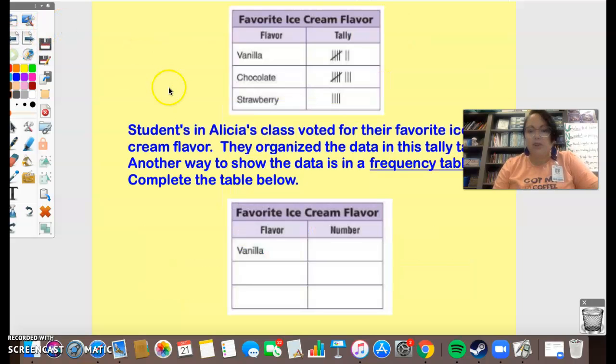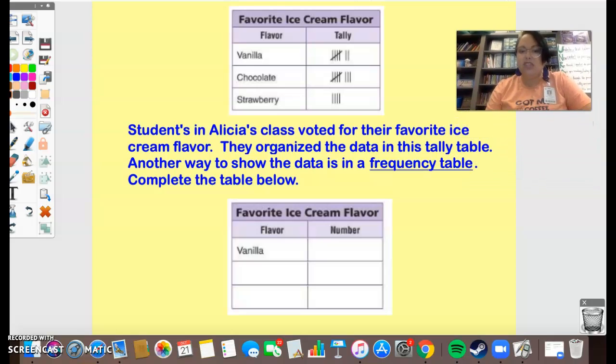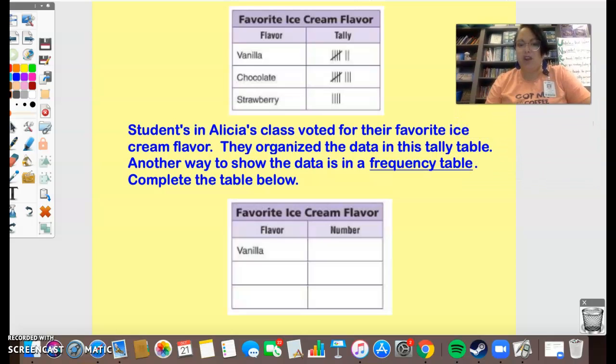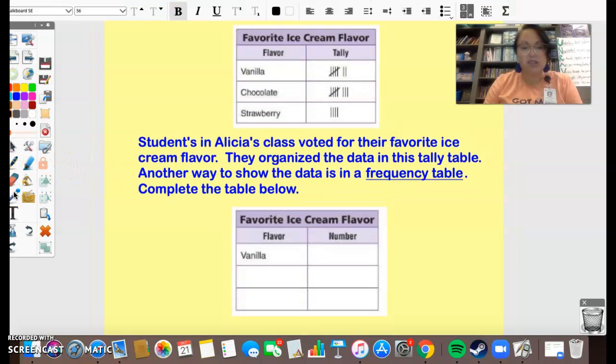There we go. Okay. Students in Alicia's class voted for their favorite ice cream flavor, and they organized the data in a tally table. We can show the data in a tally table, or we can show it in actual numbers. And they want us to complete the table below. So I'm going to do that on my screen. I'm going to use text boxes. I think that's going to be easiest for me.